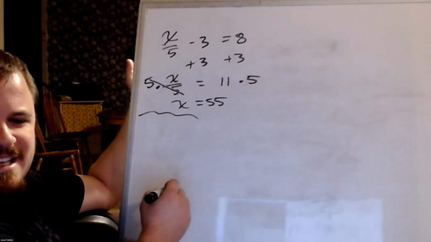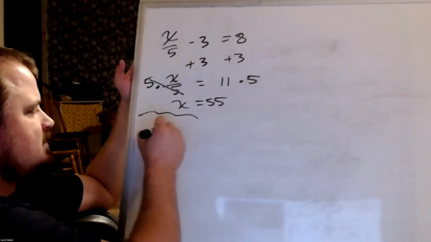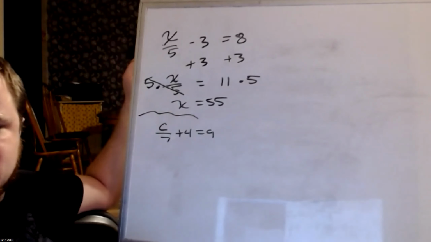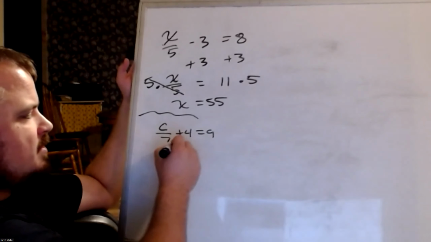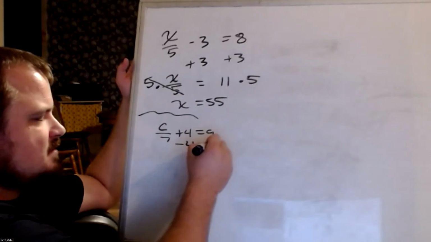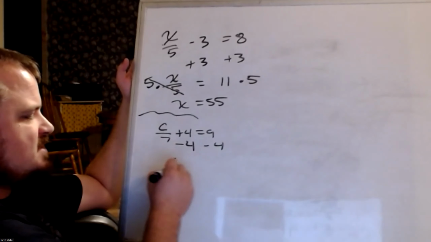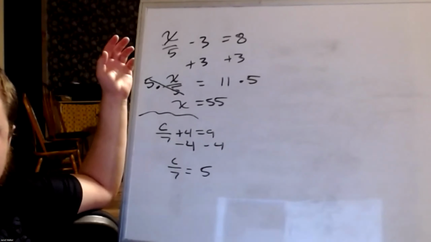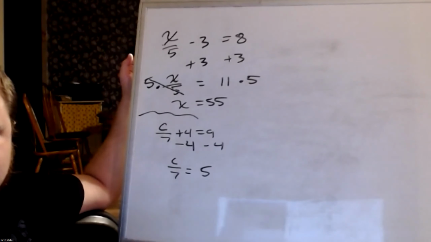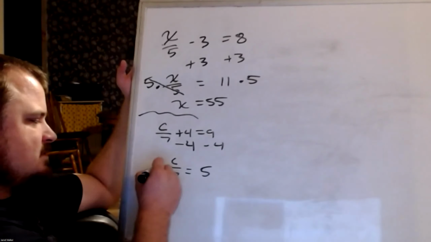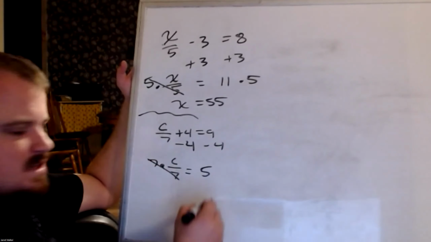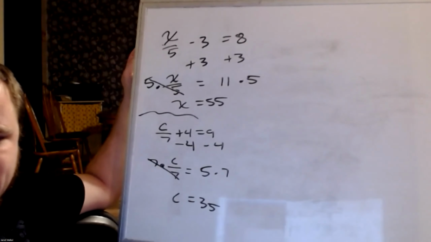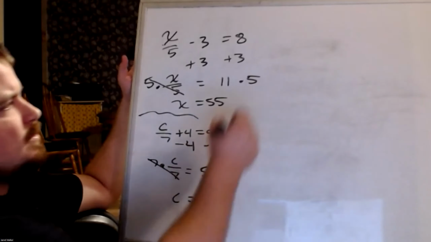Okay, next problem is c over 7 plus 4 equals 9. Okay, so we're going to subtract 4 from both sides. So we'll have c over 7 equals, and 9 minus 4 is 5. And now we need to get rid of that 7. So if it's dividing by 7, multiply by 7. Cancels out on both sides. c equals 35.